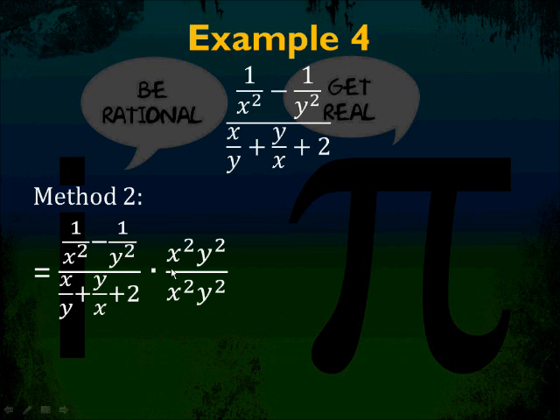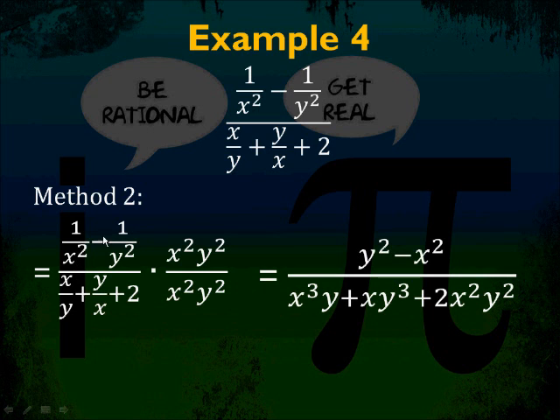So if you multiply x squared y squared and divide it by x squared, you get y squared minus x squared on the top, and on the bottom you get this, x cubed y plus xy cubed plus 2x squared y squared. Now we just have to simplify and factor each expression to try to knock out any common factors.